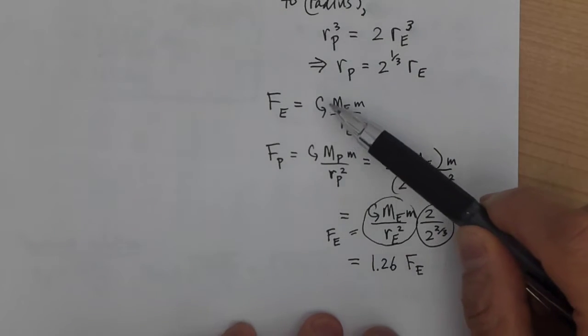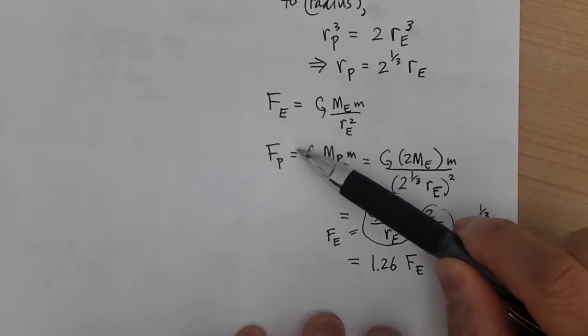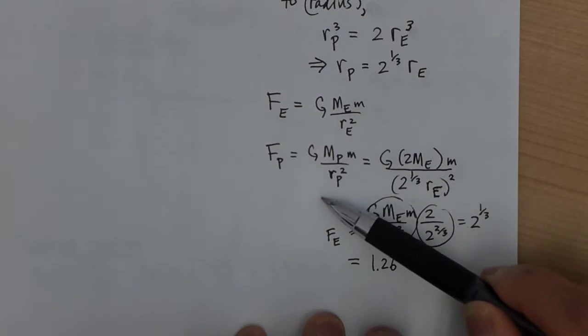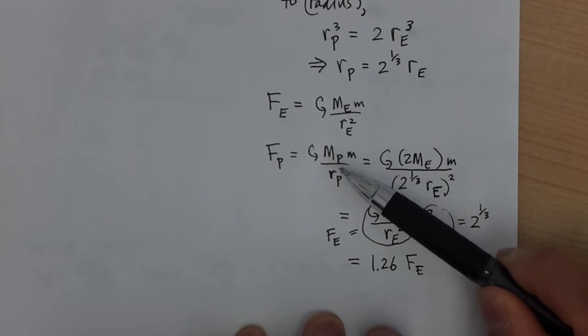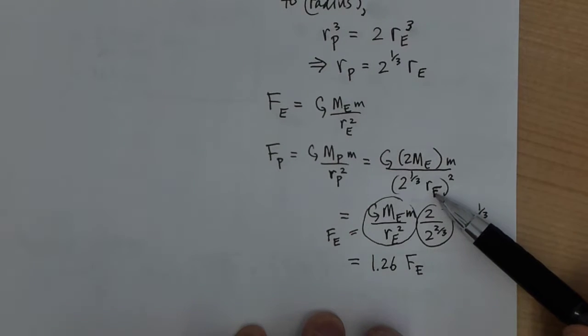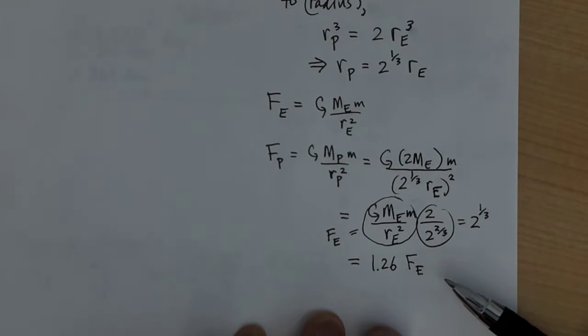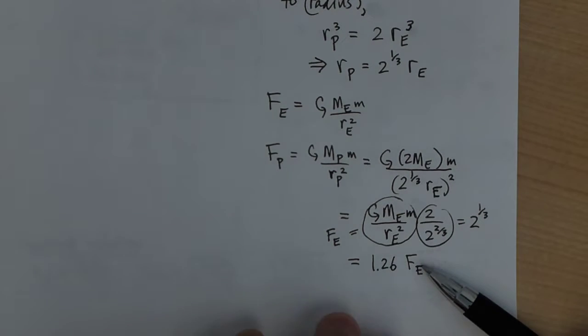Okay, so just to review, we write down the force for the mass at the surface of the Earth and the surface of the planet, and then you convert everything with P's in terms of E's from the information in the problem, and then you get that it's 1.26 times the force on the surface of the Earth.